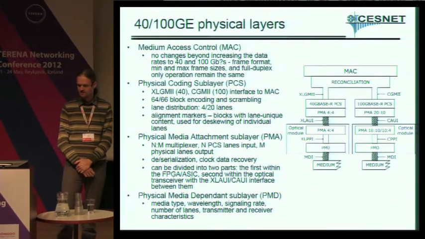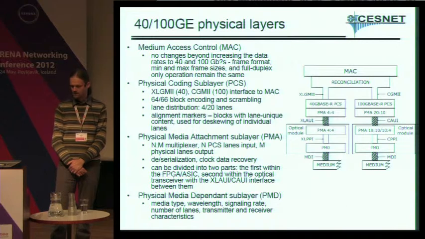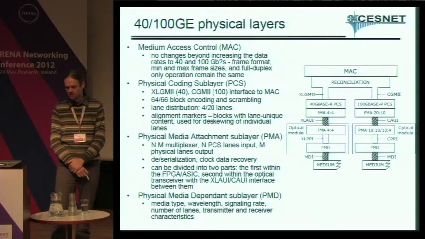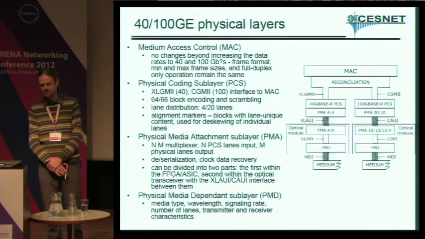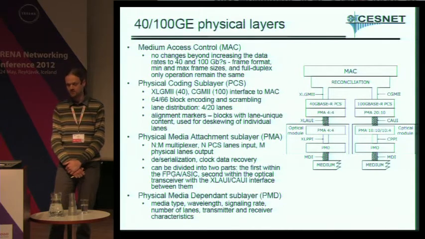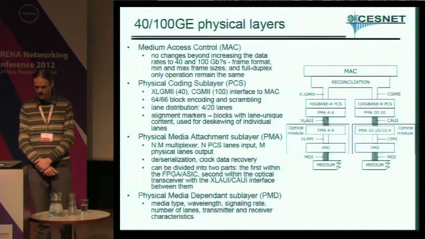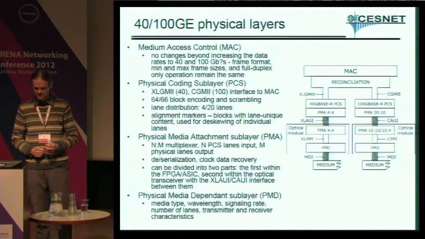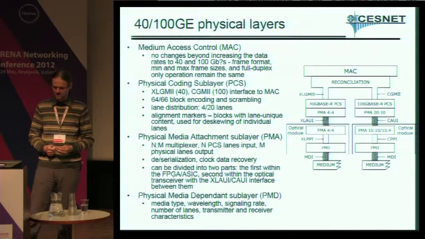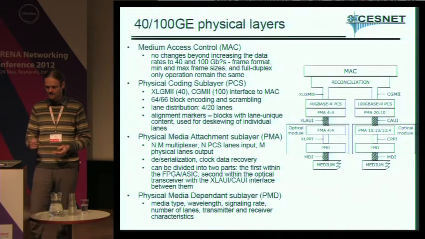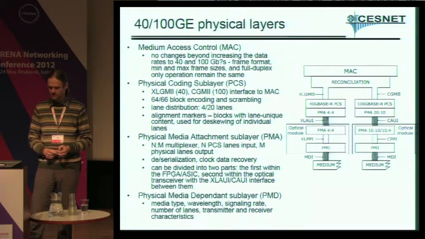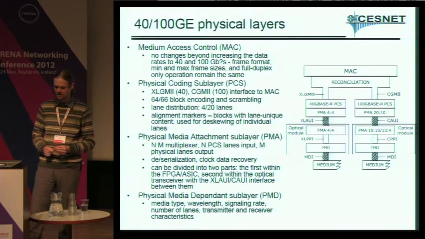Okay, this is the stack of layers. The medium access control layer has no changes except for the speed. So just the frequency has increased, but everything else remains the same, which is good. Then we have the PCS layer below. The 64b/66b block encoding again remains the same. However, the next step, the line distribution, is completely new. And the next one, the insertion of alignment markers, is also a completely new principle in 100G.